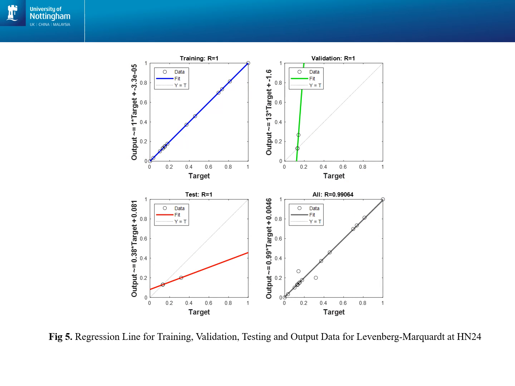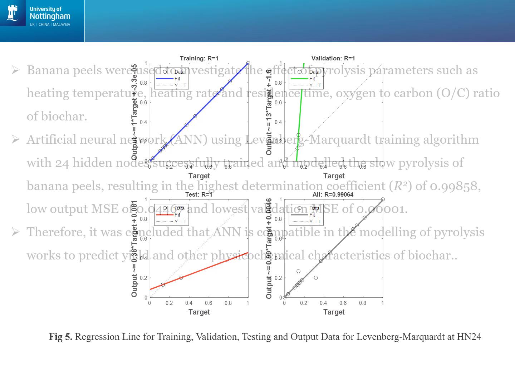And this shows the regression value. R is the regression, and this shows the regression results for the Levenberg-Marquardt method. Once again, Levenberg-Marquardt showed us.